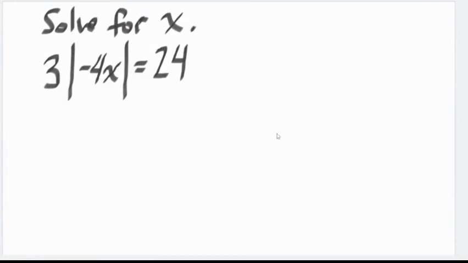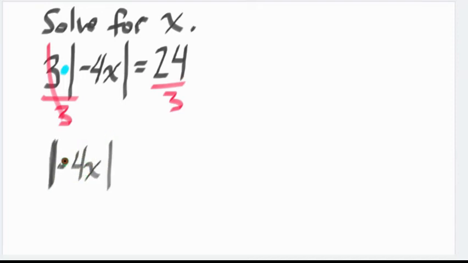So get rid of anything that's on the outside of the absolute value bars first. So here's another example. We've got the 3 on the outside of the absolute value. Now there's no symbol. If you recall, that means multiplication, right? So that's 3 times. So we will need to undo that before we do any positive negative move, and we will divide by 3 on both sides, right? Because that undoes multiplication. So we still have the absolute value, but it's isolated. There's nothing else on the outside of it, and it's equal to 8.